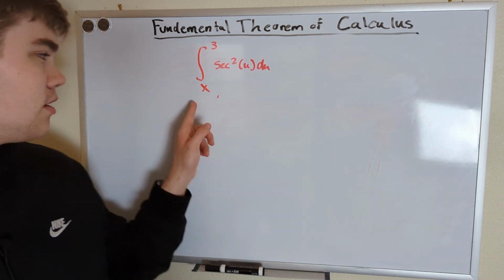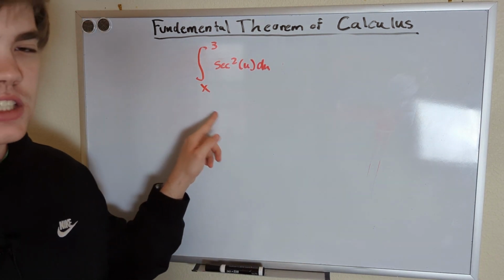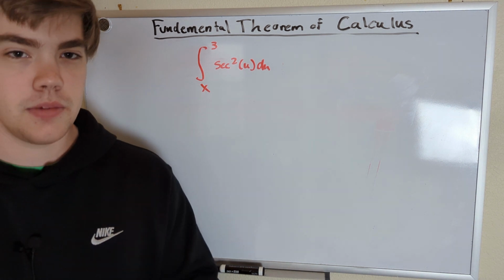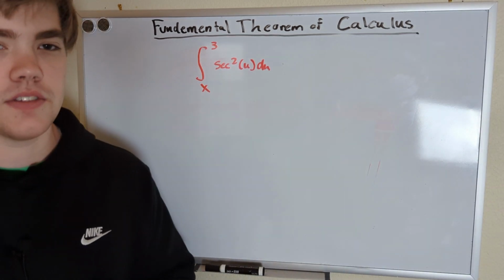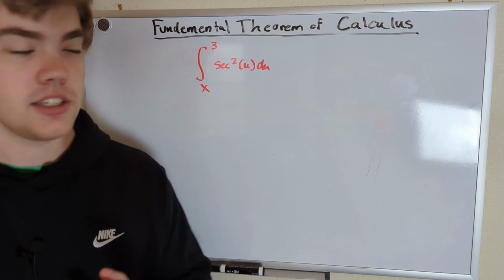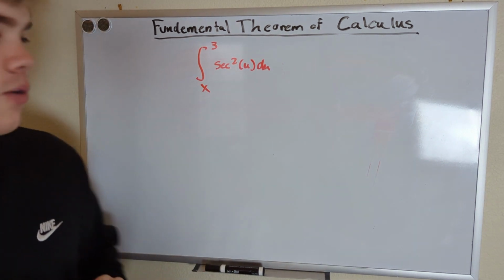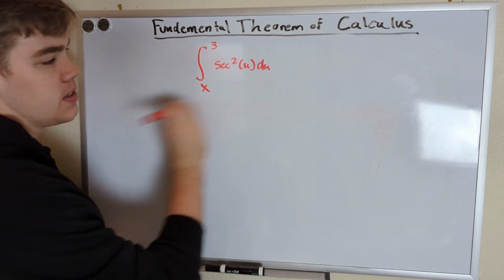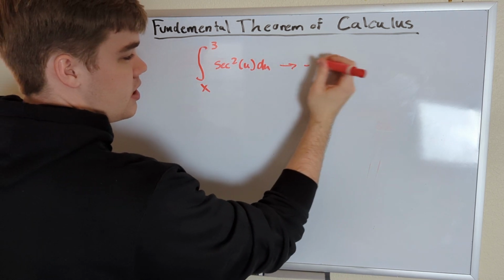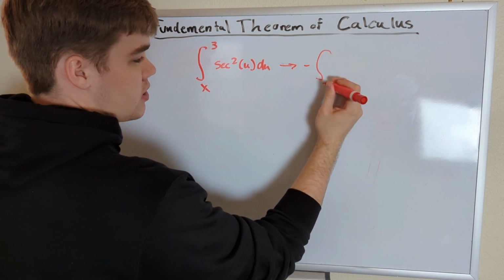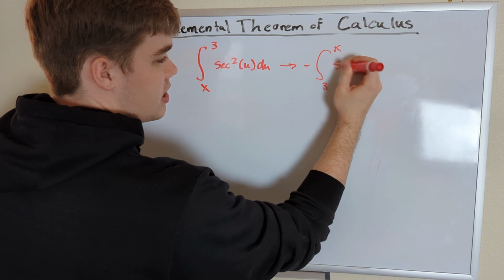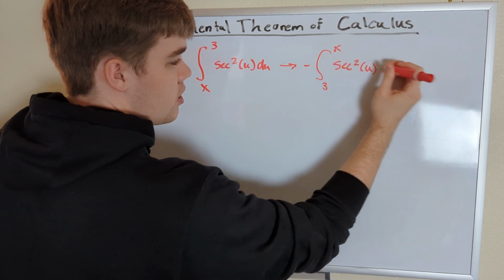Now you may notice we have a little bit of a problem here. Our x is the lower bound and not the upper bound. And as stated before, we need our x to be the upper bound of this integral. Fortunately, integrals provide us a very easy way to switch the bounds. All we gotta do is put a negative sign in front of this integral. So this will now change into the negative integral from 3 to x of secant squared u du.